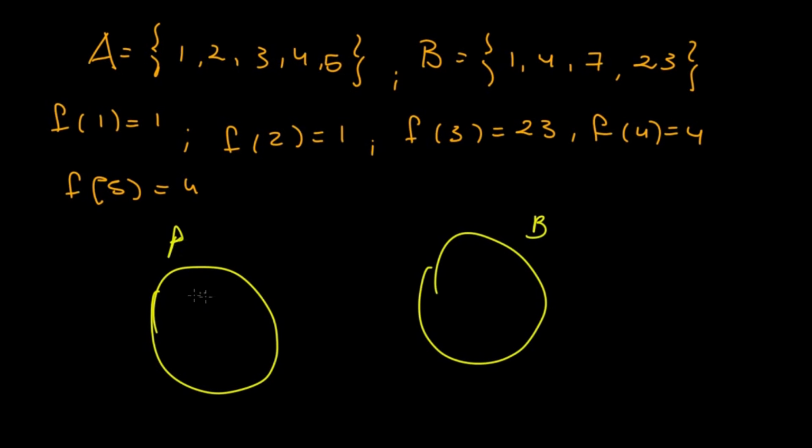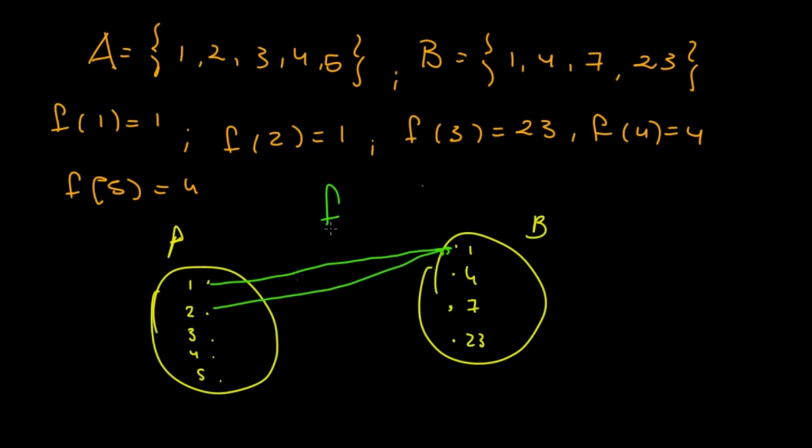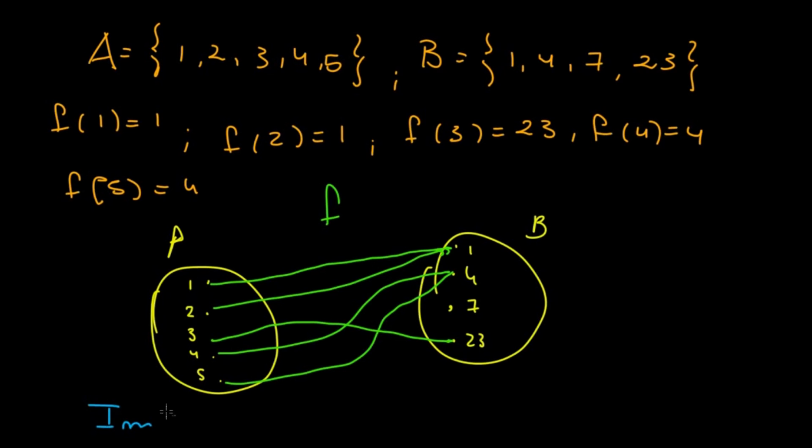So again, I started drawing. This is B, A, and I draw my function f. 1 goes to 1, 2 goes to 1, 3 goes to 23, 4 goes to 4, and 5 goes to 4. So let's try and imagine what the image of f is.